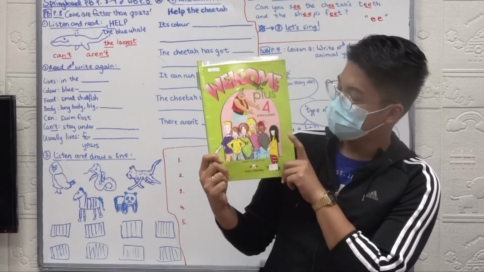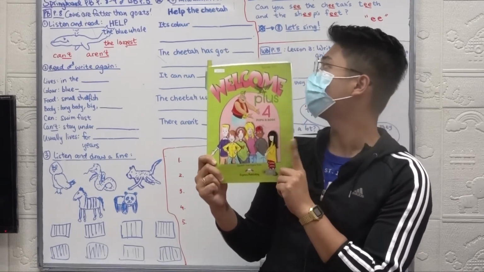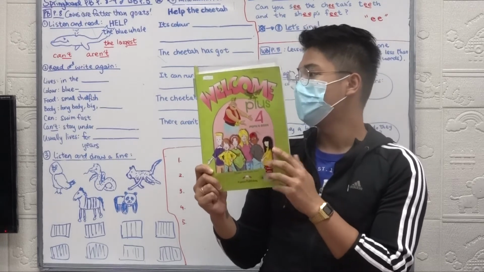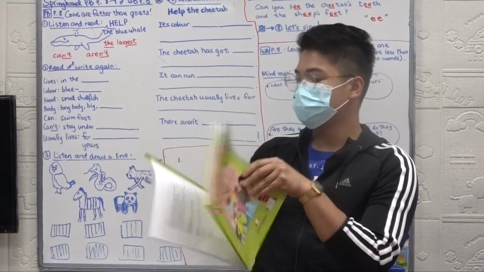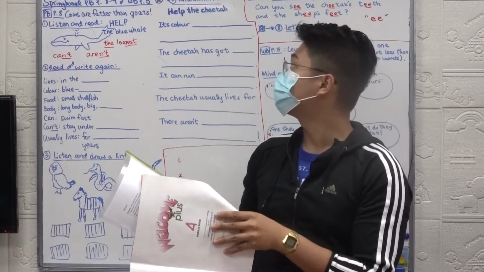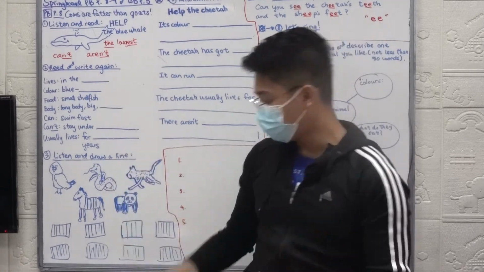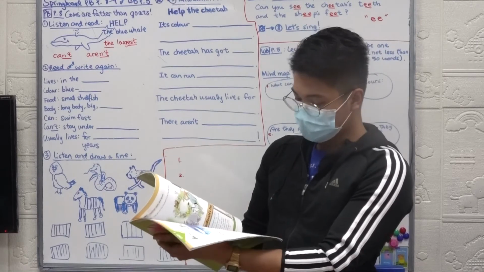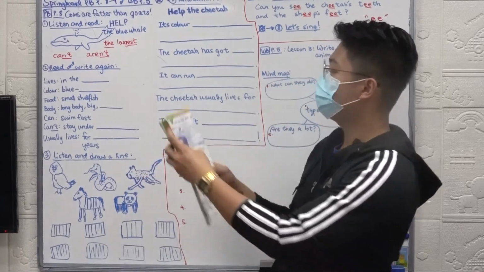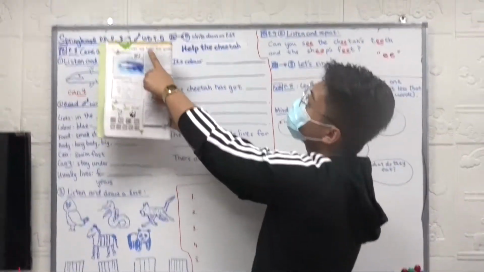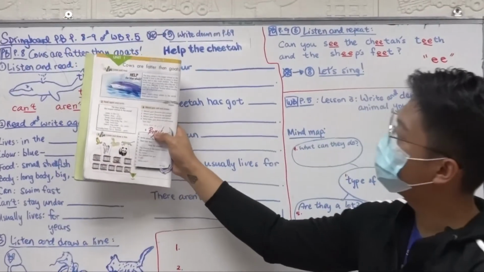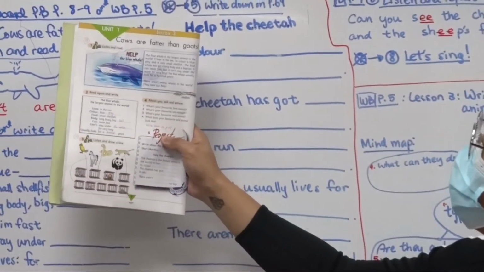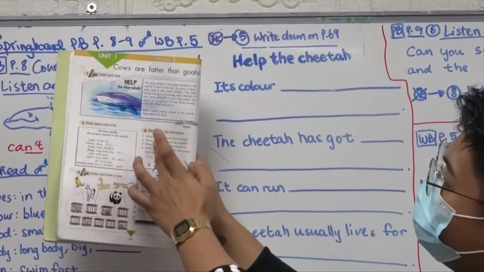So it should be this one, right? The Pupils book number 4, make sure it's the correct book, alright? Okay, so now let's go to the pages that we need to do today. So today we have 2 pages, okay? Continuation of the last chapter. So same chapter, right? The name is Cows Are Fatter Than Goats. We have 5 parts. 1, 2, 3, 4, and 5.